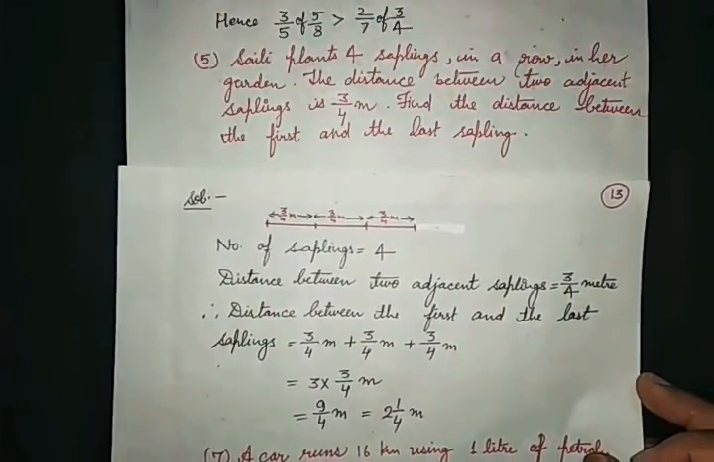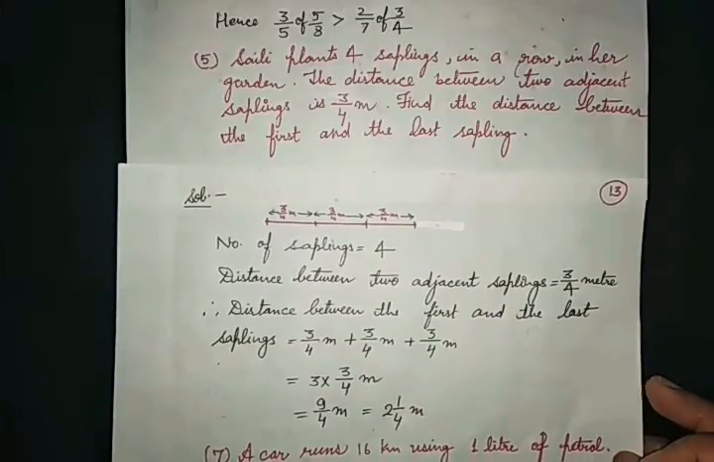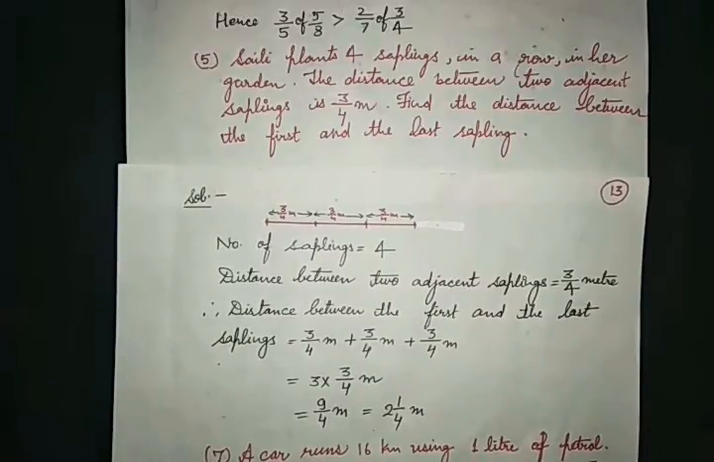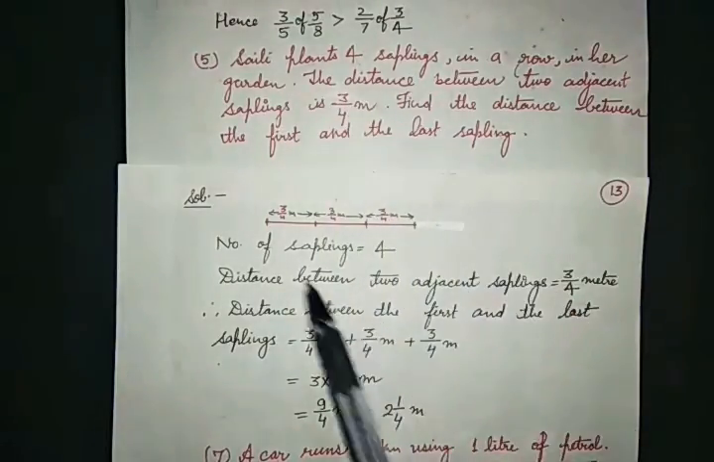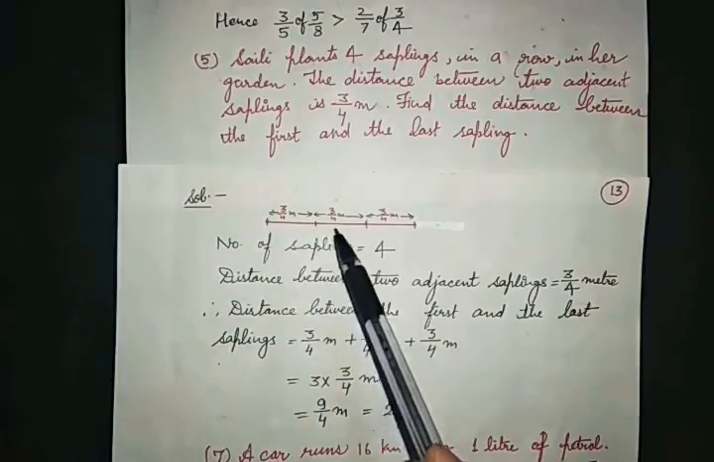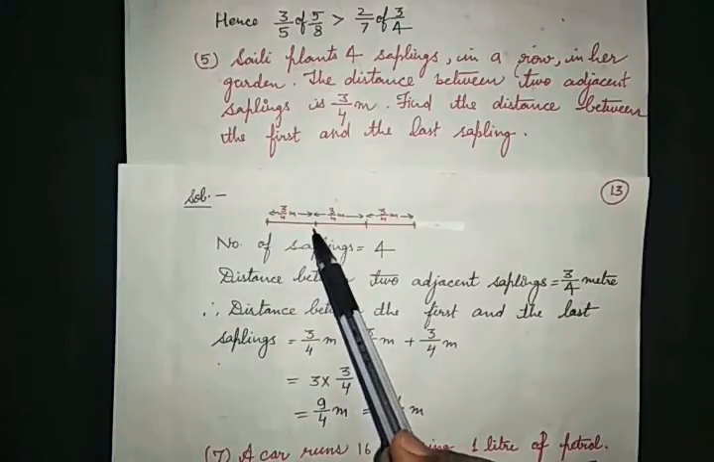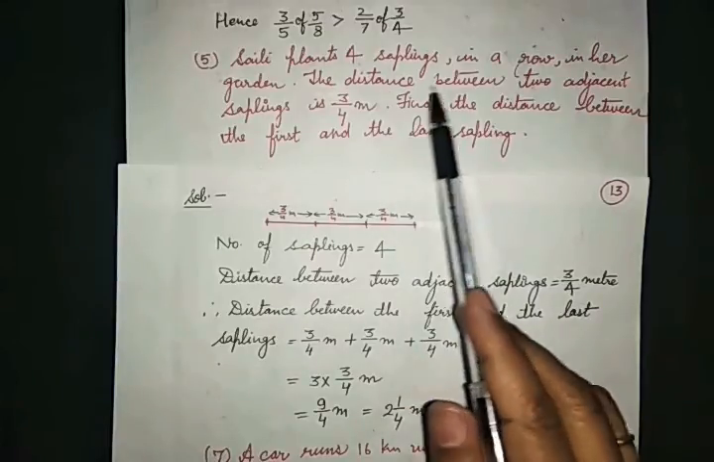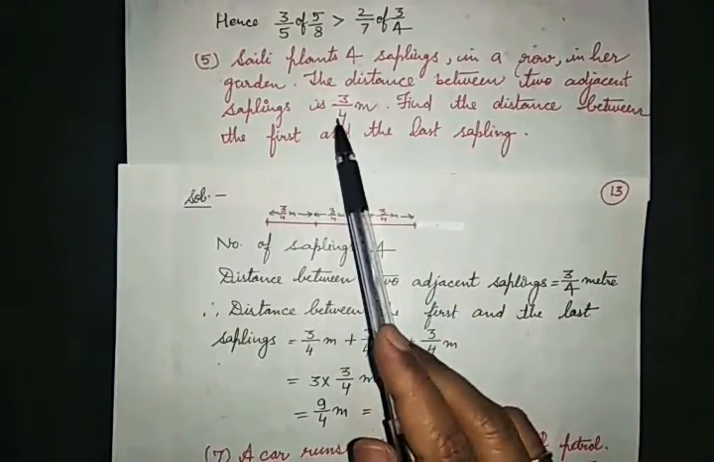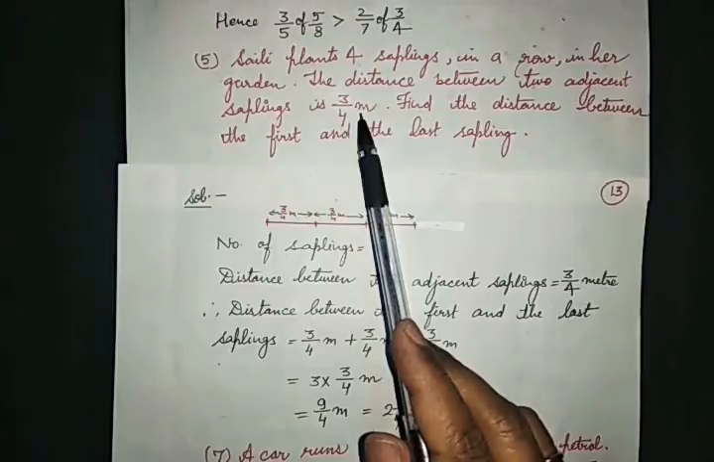Just now you have seen the question. Now, you see the question once again. Sally plants 4 saplings. You can see here I have drawn 4 saplings: 1, 2, 3 and 4.